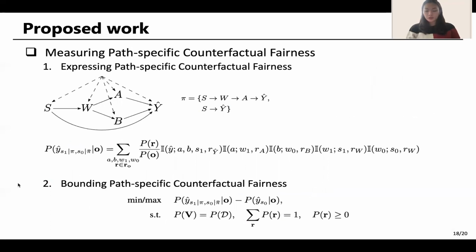Based on the response function variables, finding the bounds of PC fairness is formulated as follows. The objective function is the path-specific counterfactual effect. PV is the parameterized distribution which agrees with the observational distribution PD.